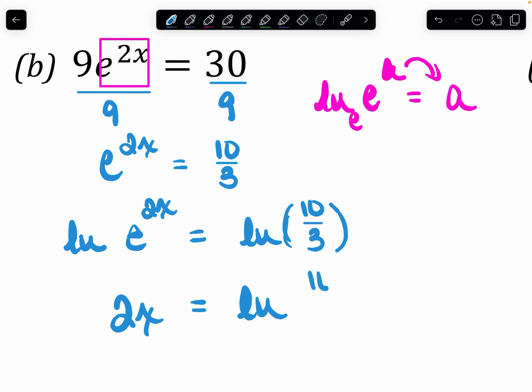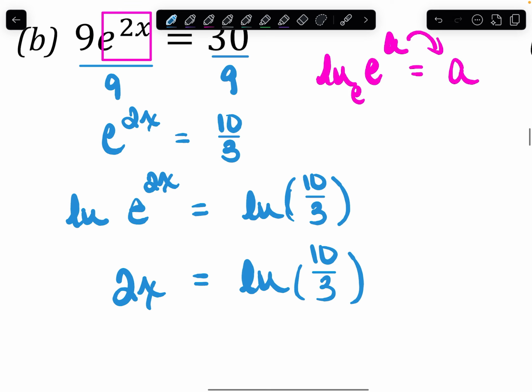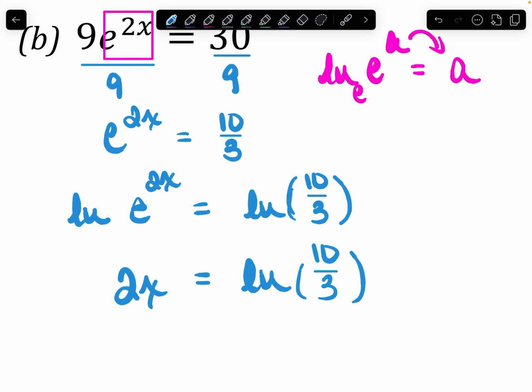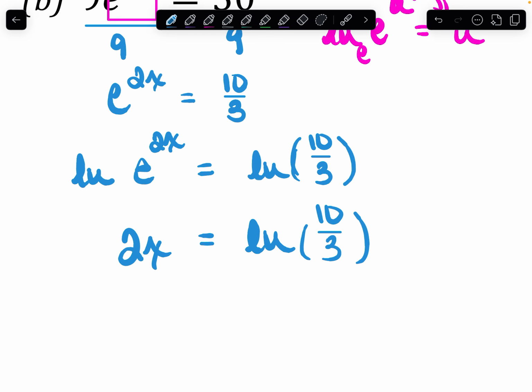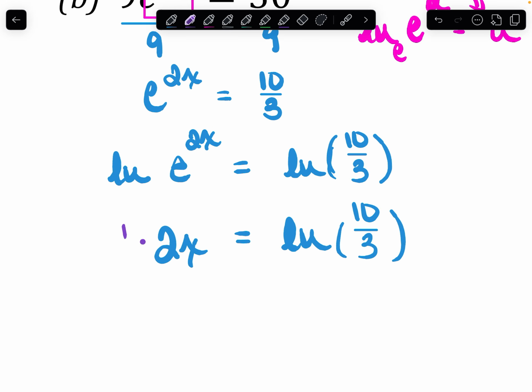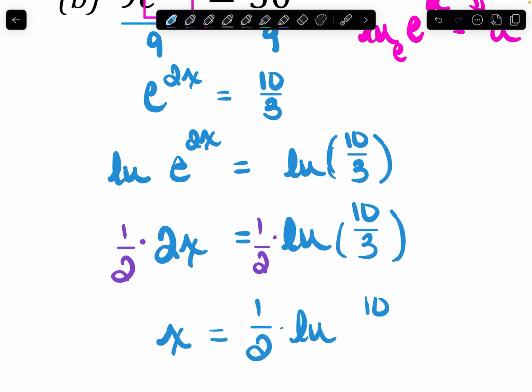On the other side, this is a terrible number, so we're going to not touch it yet. So to get x by itself, we either divide by 2 or we multiply by a half. Totally up to you which way you want to write it. I'm going to multiply by the reciprocal because it does look better to me. But if you want to do a blanket division by 2, same thing. So I've got x equals 1/2 times the natural log of 10 over 3.